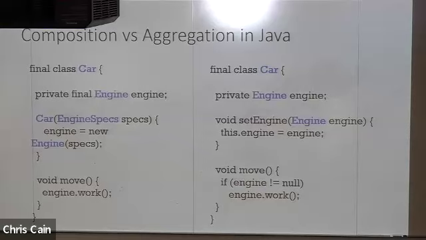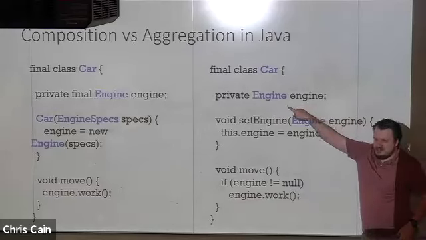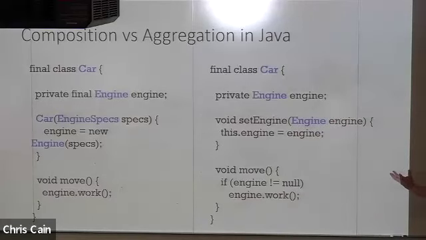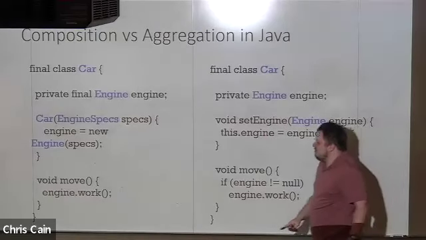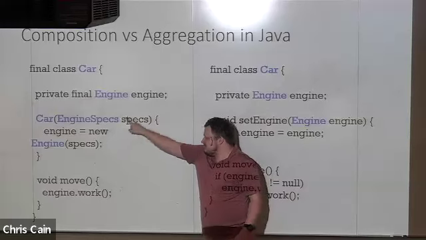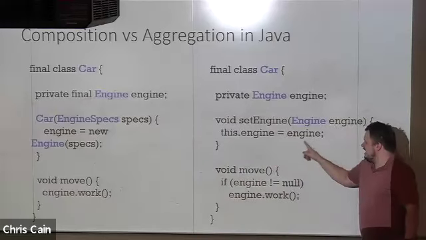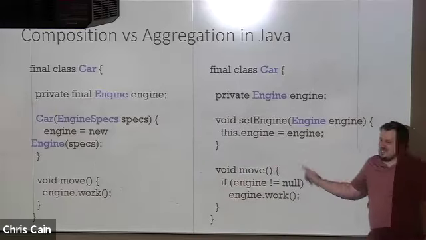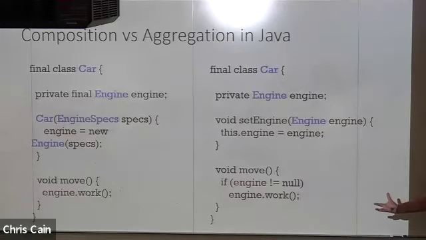Are we able to remove the engine and move it between cars? This lack of final here says that it can change. And the fact that when we assign it in the constructor, here we're making the engine directly from the specifications. And here we're doing a shallow copy of an existing engine. So the engine is made separately from the car and then they are combined together. Which means that there is a separation between the concept of a car and the concept of an engine.